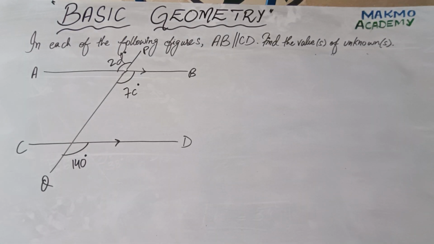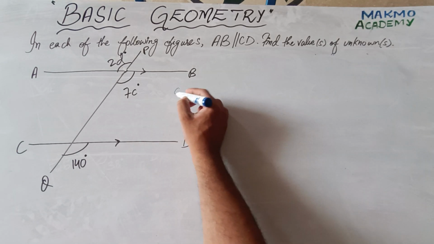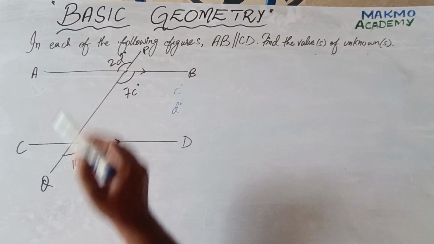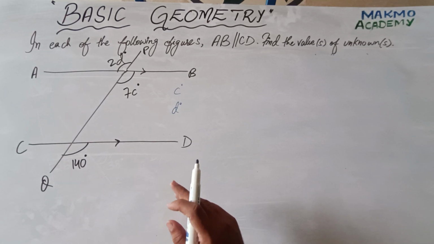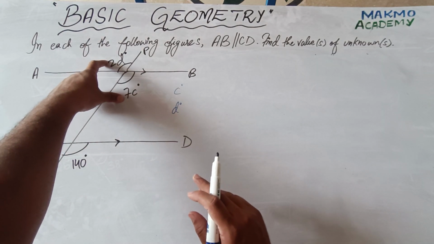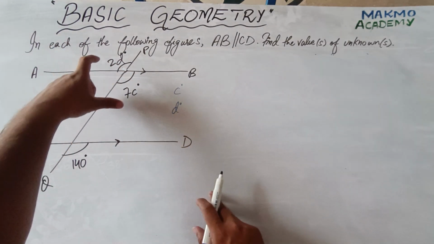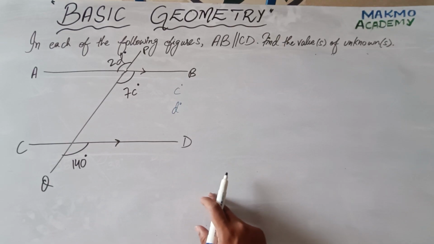Now let's look at another question in which again we need to find the value of unknowns. AB is parallel to CD. There are two unknowns, C and D. Here is 7C and here is 2D. These two angles are vertically opposite to each other, so they are equal, but both are unknown. This would not work unless we have the value of one particular angle, so we will start by finding either of them.